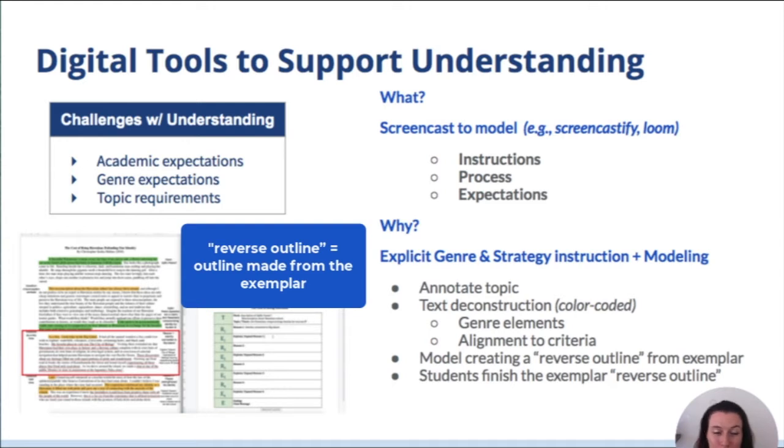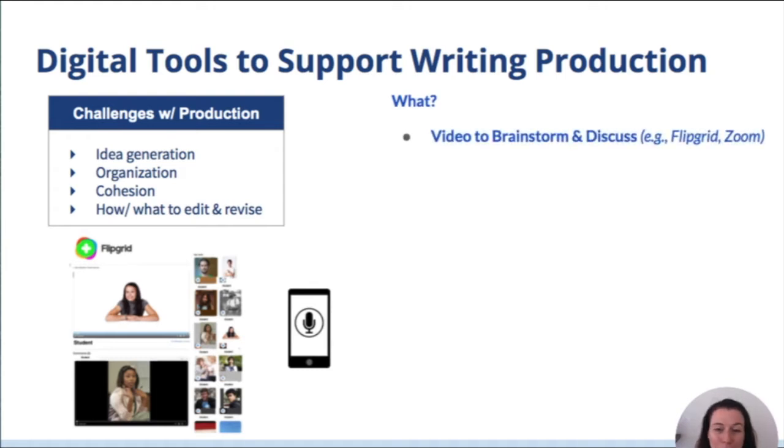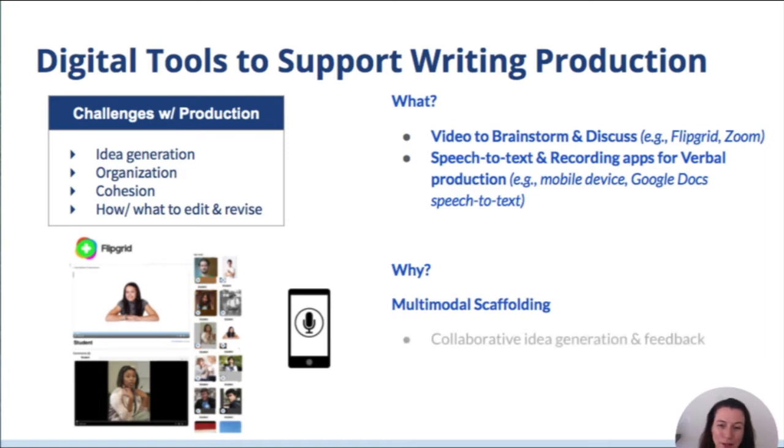Some digital tools to support writing production are things like video apps to brainstorm and discuss, like Flipgrid or Zoom, or speech-to-text applications, including the built-in speech-to-text in Google Docs, or just a mobile device to allow students to record their ideas verbally before having to put them in writing. This provides multimodal scaffolding for our students.